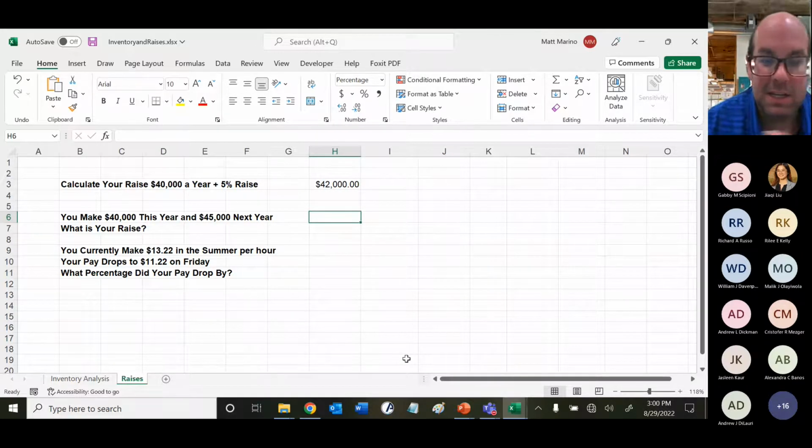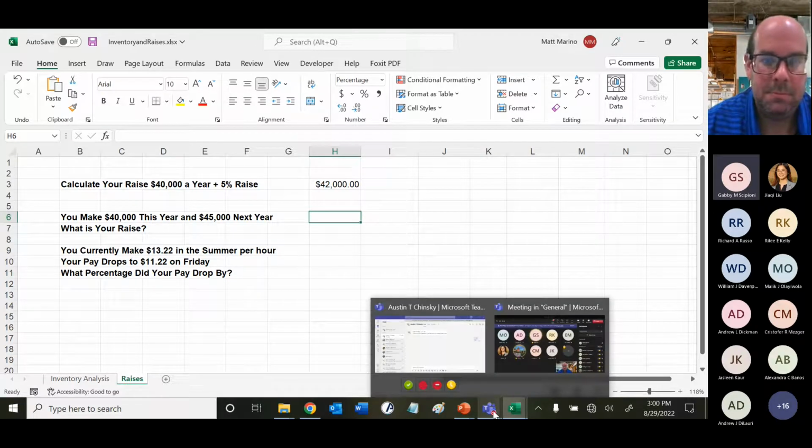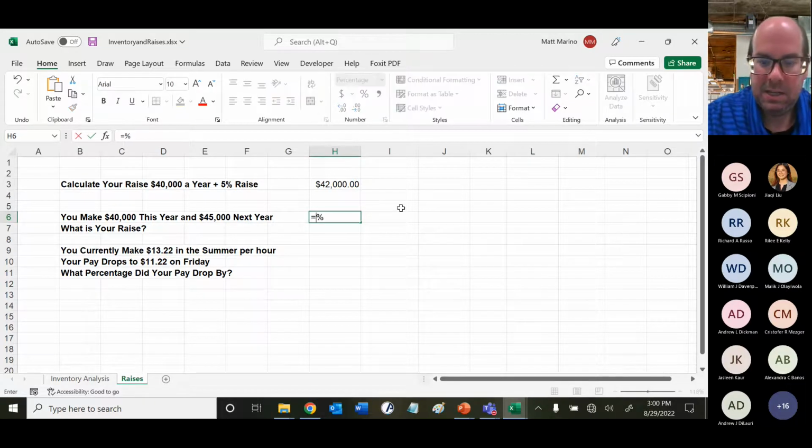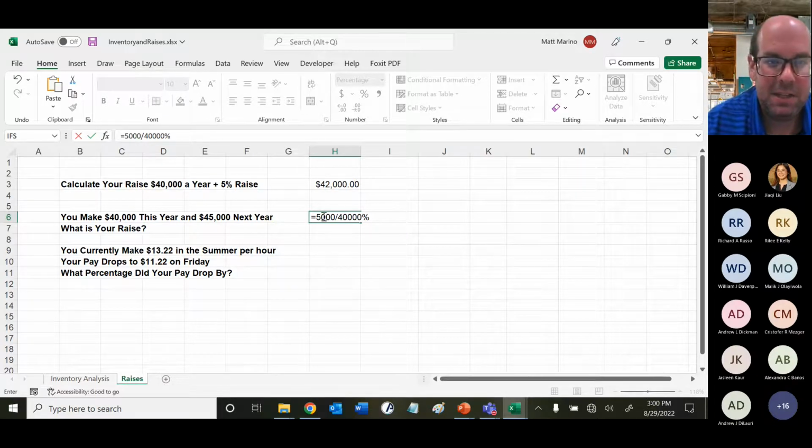Does anybody know how to calculate that? Wouldn't that be the new price that you're getting paid minus the old price you're getting paid over the old price? Very good. Since these are simple numbers, we know that 45,000 minus 40,000 is just 5,000, and then we divide that by our old amount of 40,000. So everybody sees where we got the 5,000. It's 45,000 minus 40,000, then divided by our old wage of 40,000.